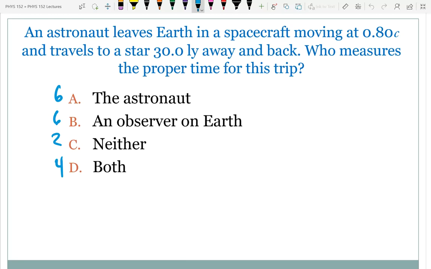Couple more things on this then. The astronaut goes out, comes back. They have that time. Is it proper? Well, it was proper when they were going out. When they're coming back, it's the same exact situation, so it's going to be proper for coming back. So yes, indeed, they did measure the proper time, the shortest possible time to get there and back. And the one on Earth is dilated.